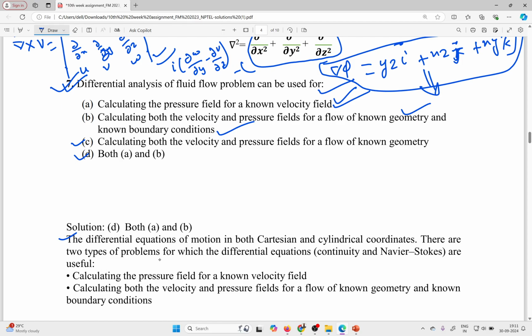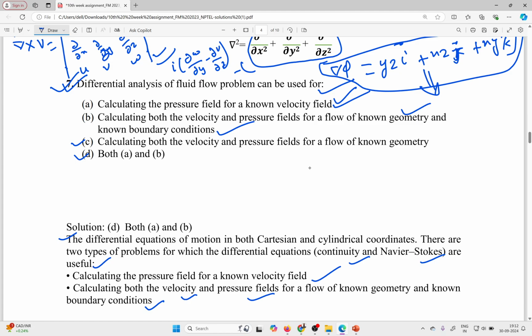There are two type of problems for which the differential equation, that is continuity and Navier-Stokes equation, are useful. First, calculating the pressure field for known velocity field. Second, calculating both velocity and pressure field for flow of known geometry and the known boundary condition. So here I want to tell you just few things.